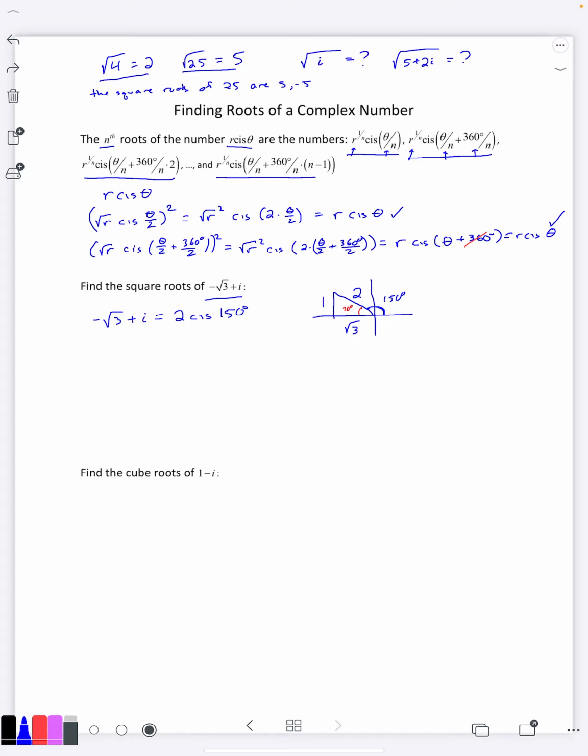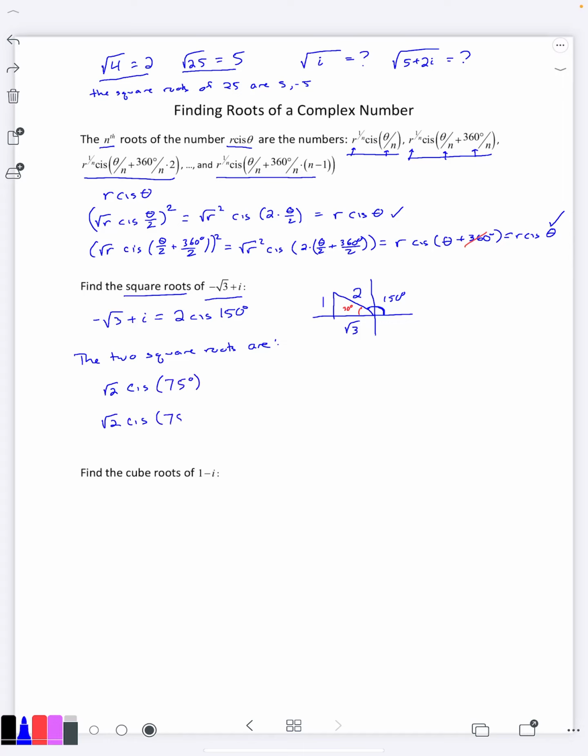And now if we want to find the square roots of that, the 2 square roots are, and both of them have the same magnitude. It's the square root of the previous magnitude. So the previous magnitude was 2, square root that. And then we do CIS. And the first one is you take whatever the angle is and you divide by 2. So 150 divided by 2 is 75.